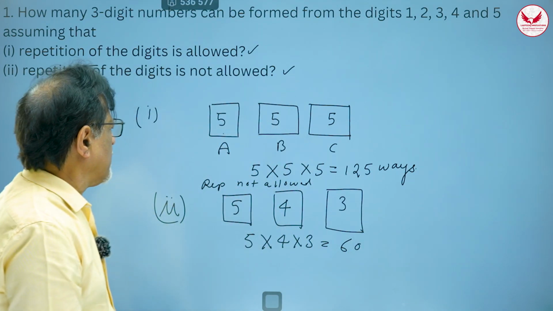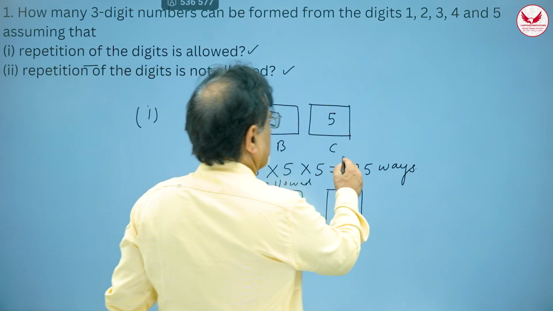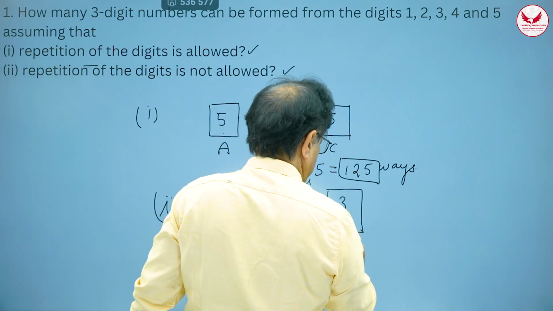So if repetition is allowed, then 125. Repetition is not allowed, then 60. These are the answers to the questions.